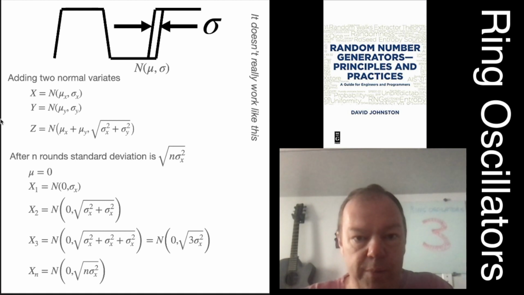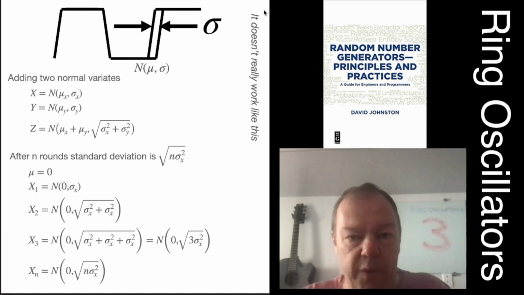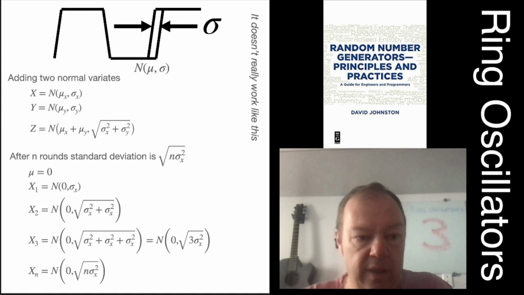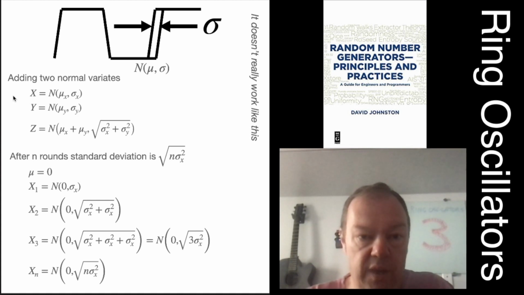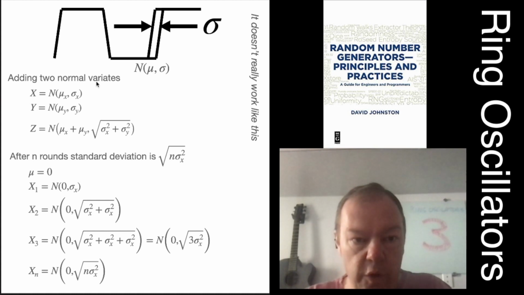Now let's do a little bit of math, and I've put the proviso here, it doesn't really work like this. At the end I'll point to some papers which describe in much greater depth the mathematics of ring oscillators. But while it's not strictly correct, it gives the right sense of how this stuff behaves. So first, some basic statistics.